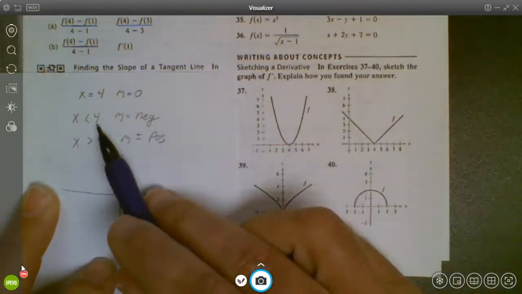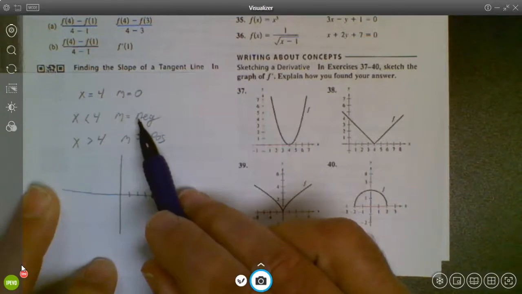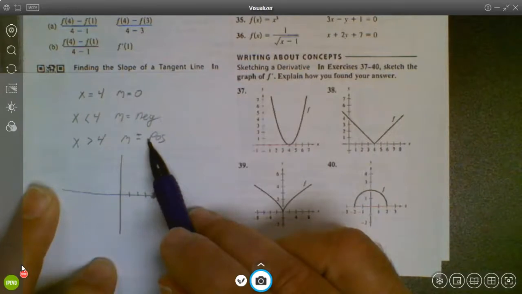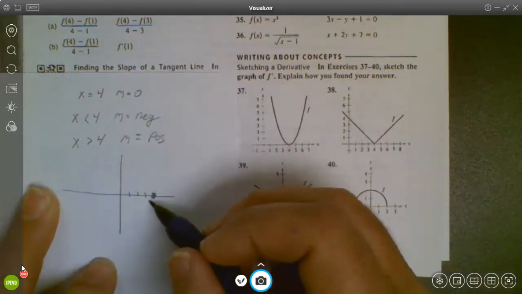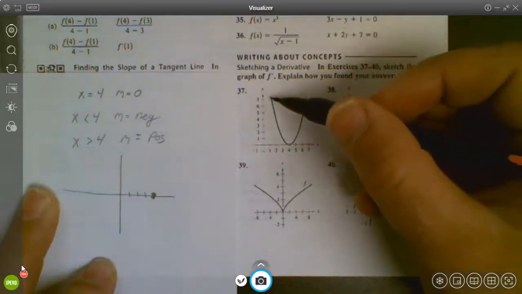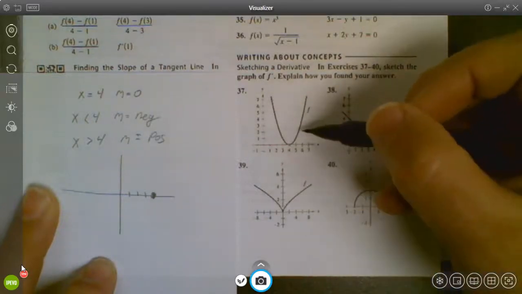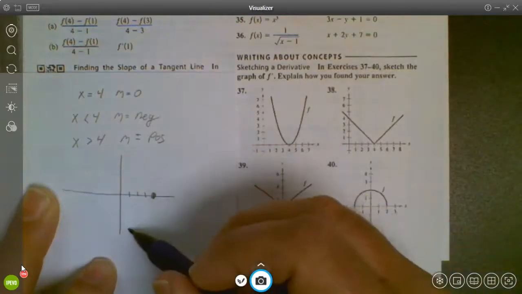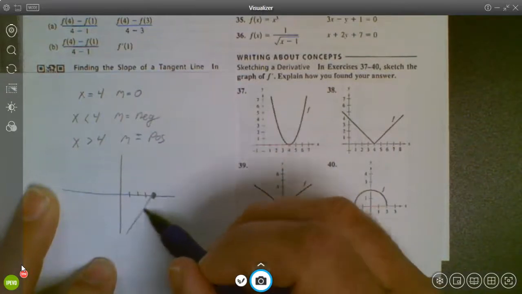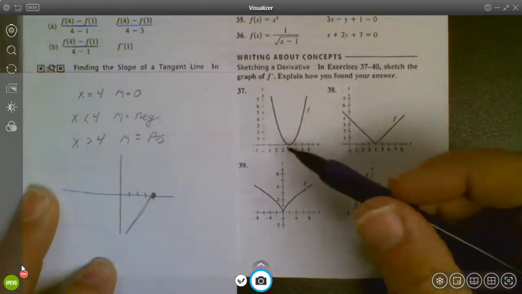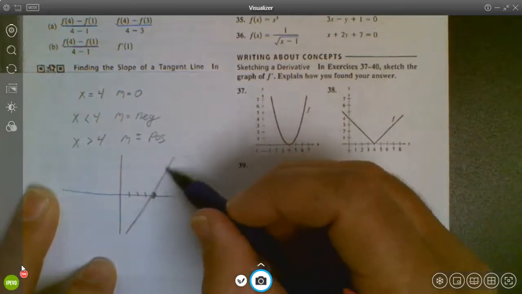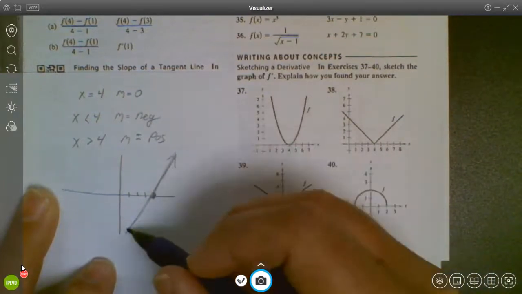Everything to the left of 4 should be below the x-axis, and everything to the right of 4 should be above the x-axis. Okay, and so I want to draw something, and notice it does change from negative to positive, right, with these increasing positive slopes that we see over here. So the general idea is everything to the left of 4 needs to be in the negative area of the graph, below the x-axis, and then everything to the right of 4 would be above the x-axis. And so that's where we're getting a line that looks something like this.